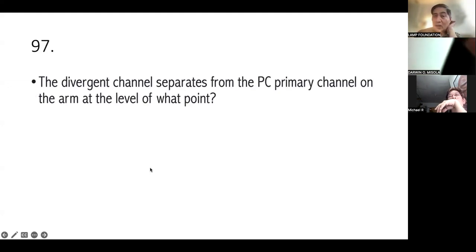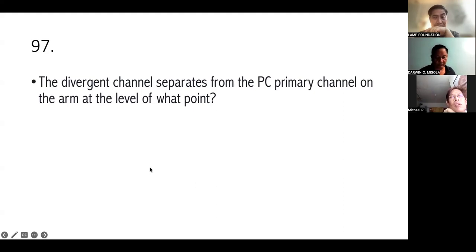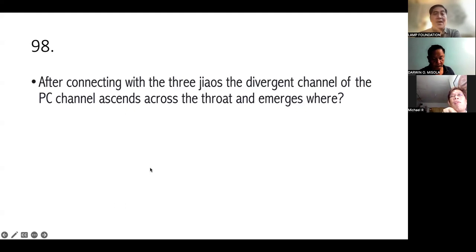The divergent channel separates from the PC primary channel on the arm at the level of what point? Three cun inferior to the axilla. It enters the chest to communicate with the Sanjiao, the three jiao. After connecting with the three jiao, the divergent channel of the PC ascends across the throat and emerges where? Behind the ear, and converges with the Sanjiao channel.